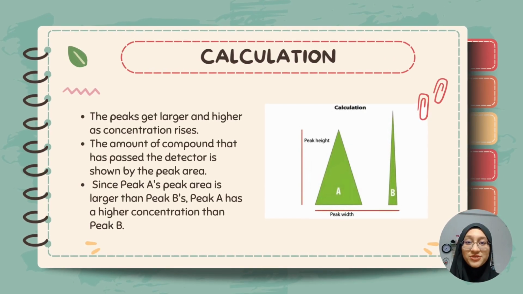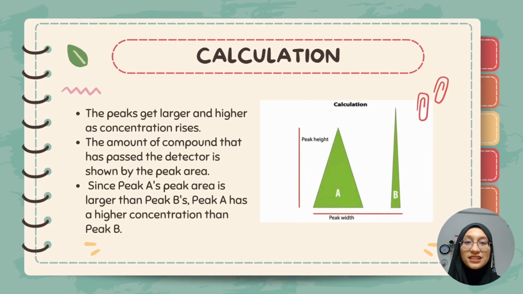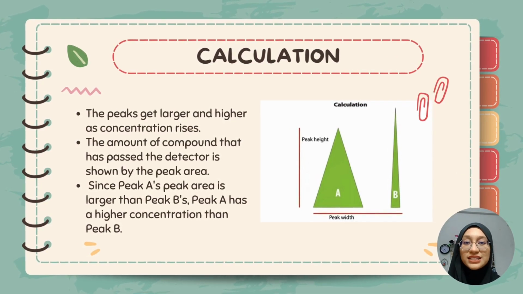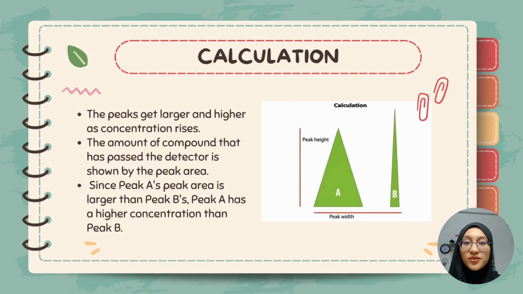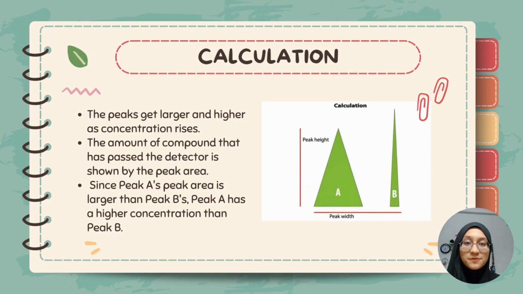As concentration increases, the peaks become bigger and higher. Then we can do a simple calculation as in the diagram. The peak area represents the amount of compound that has passed the detector. So a higher peak does not mean the concentration is higher. Peak A has a higher concentration compared to peak B, as the peak area of peak A is larger.